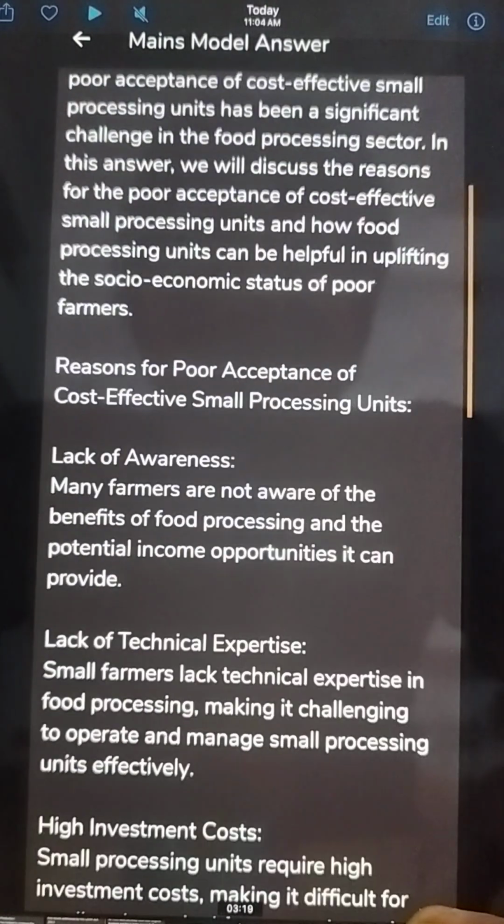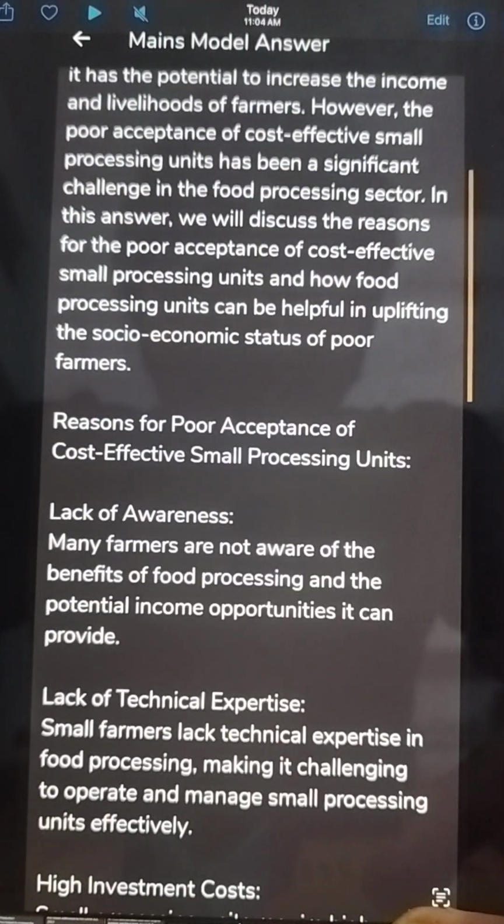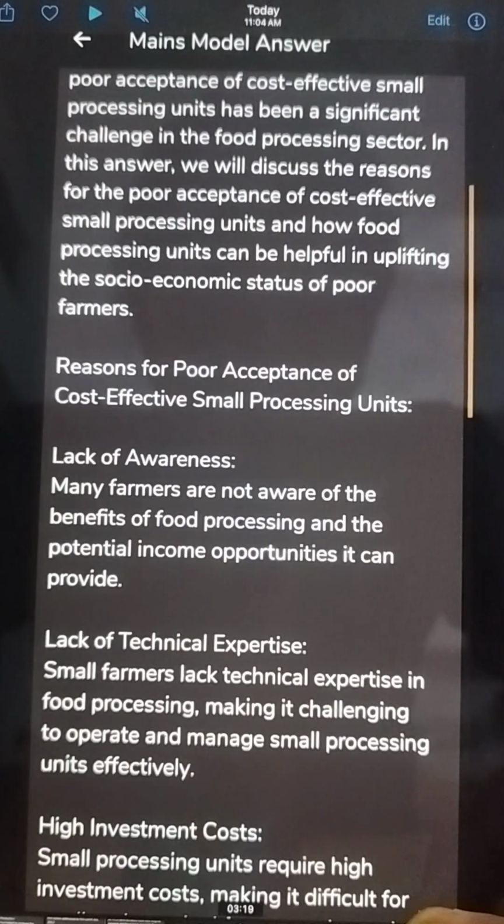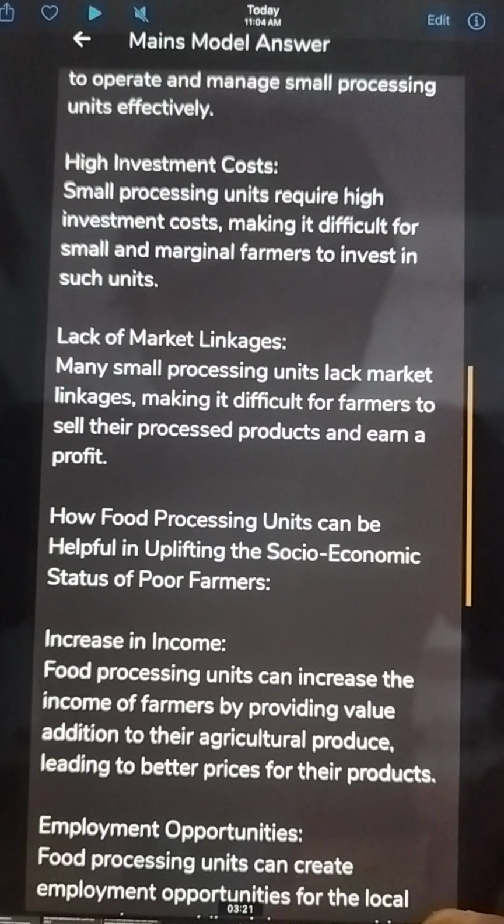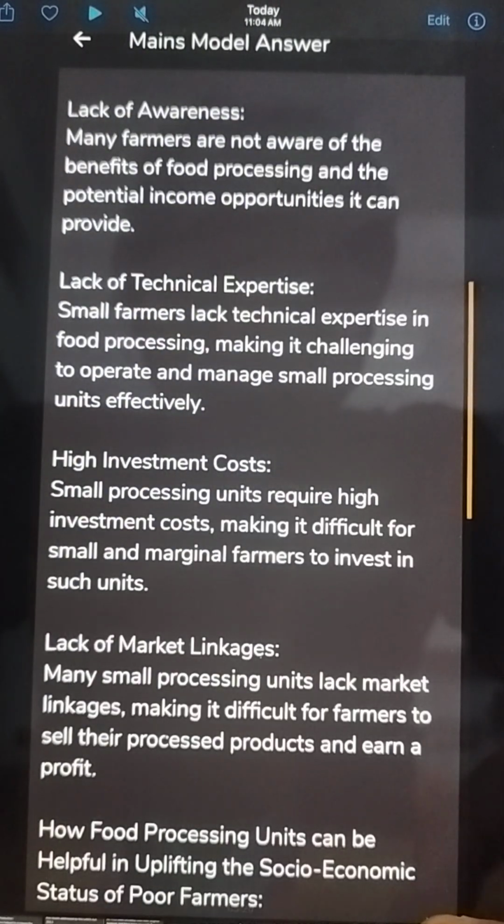Reasons for poor acceptance of cost-effective small processing units. First is lack of awareness. Many farmers are not aware of the benefits of food processing and the potential income opportunities it can provide. Second is lack of technical expertise. Small farmers lack technical expertise in food processing, making it challenging to operate and manage small processing units effectively.